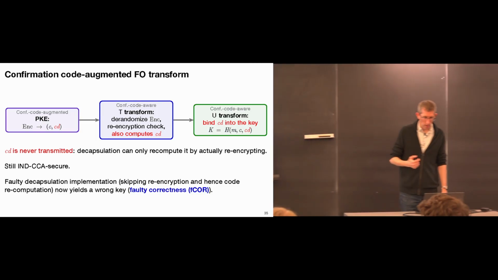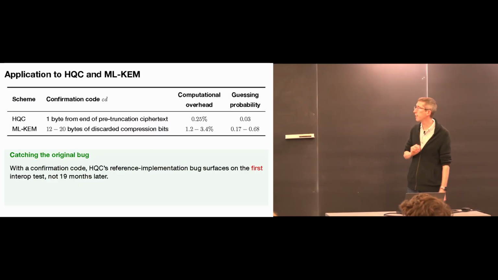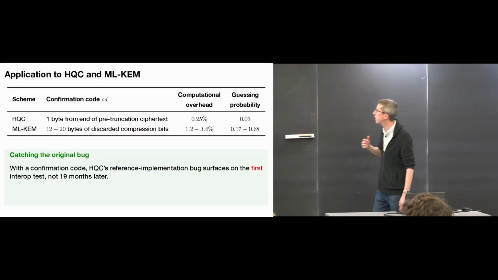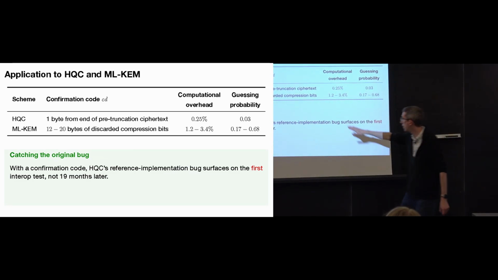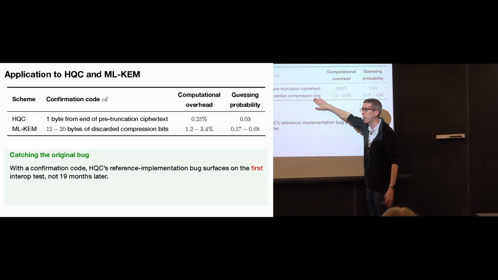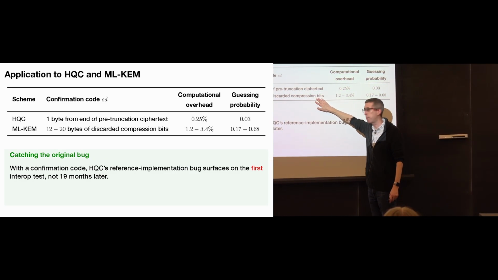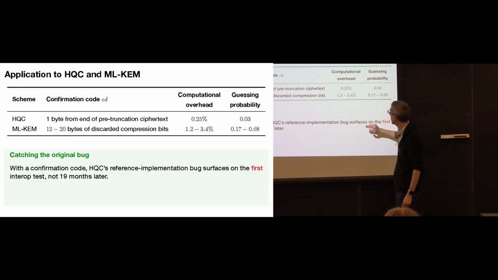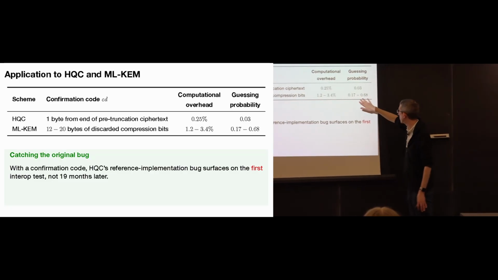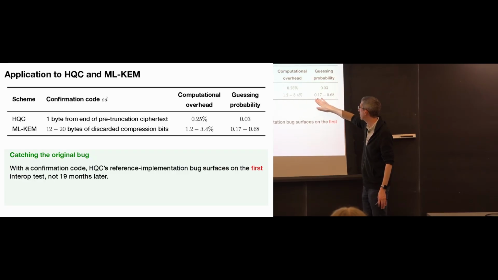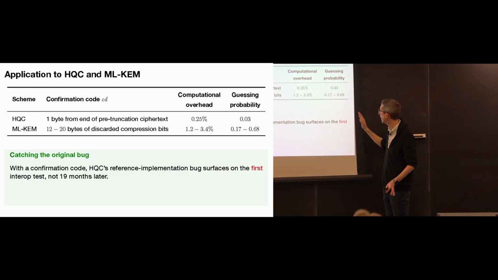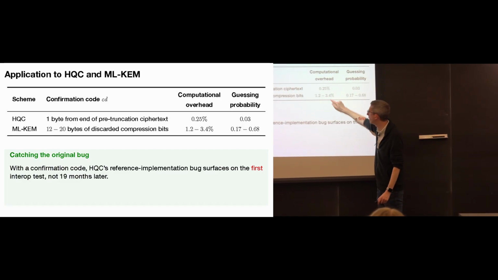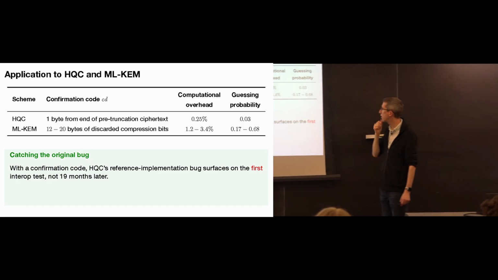All right, so I'll skip the formalization of that. But I'll note that when we apply it to two of the standardized schemes, it's pretty straightforward to do. I already told you how to do it for MLChem by looking at these bits that were dropped during compression. And if you do that, you get confirmation codes that are guessable with probabilities in this range, depending on how you count. But it's still going to be noticeable in tests, and with very little computational overhead.